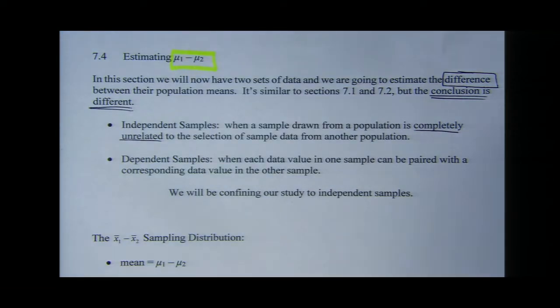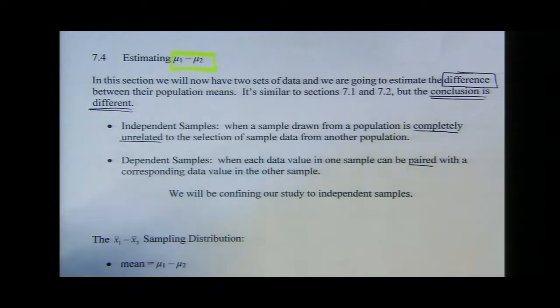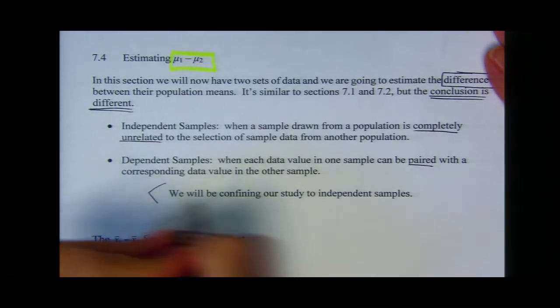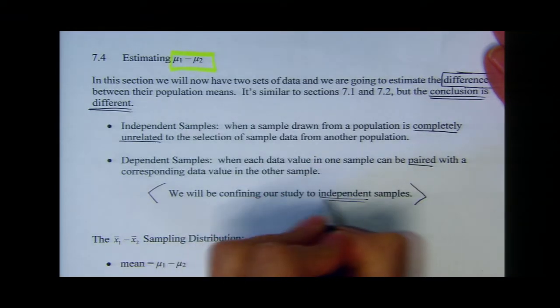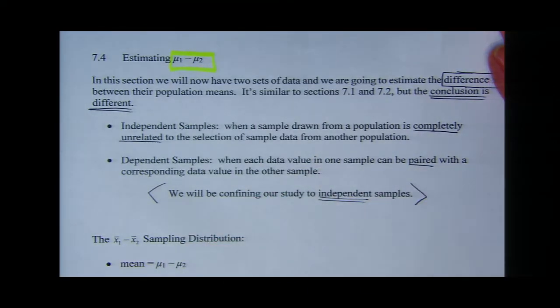We could also have dependent samples when each data value in one sample can be paired with a corresponding data value in the other sample. But what's important for you to know is we will be confining our study to only independent samples. So for us, our two samples will be completely unrelated.